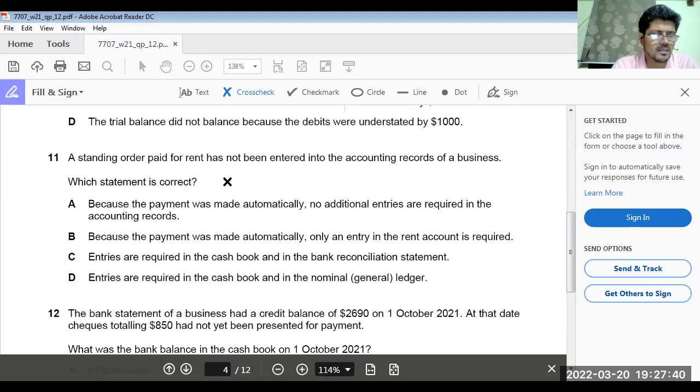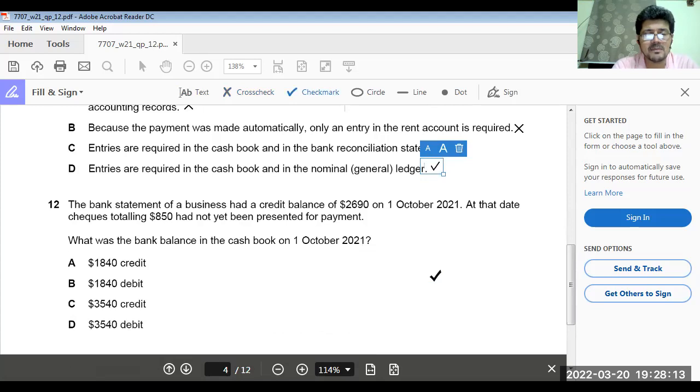Okay. Because the payment was made automatically, no additional entries are required in the accounting records. False. Because the payment was made, only an entry in the rent account is required. No. Entries are required in the cash book and in the bank reconciliation statement. No. Entries are required in the cash book and the nominal ledger. It's the only thing left. So, D option is the answer.